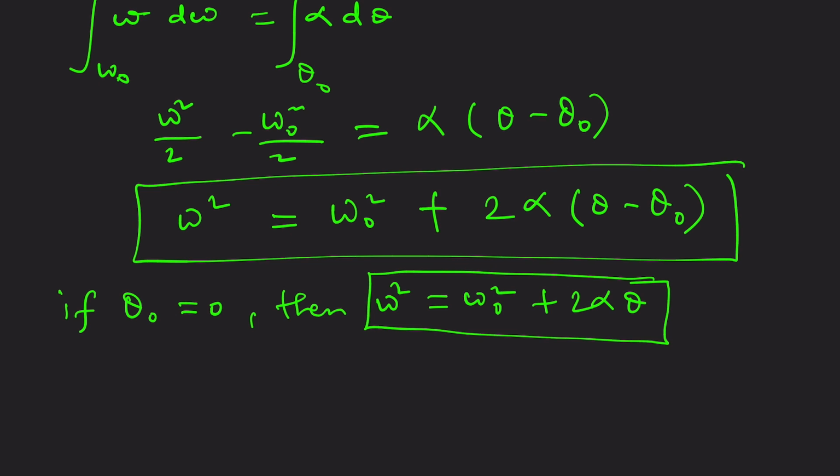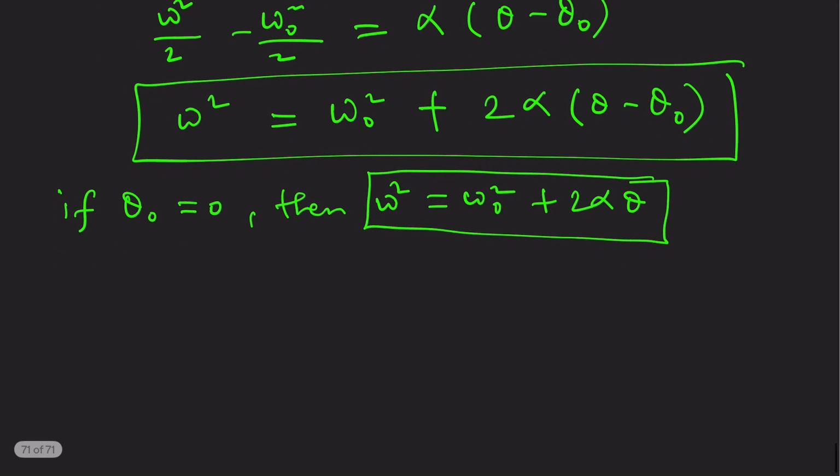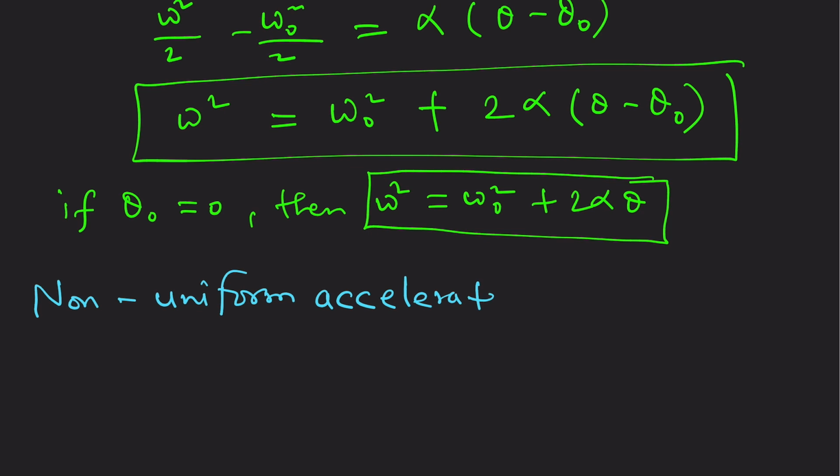Okay, now, guys, these are the three equations with which we can handle the whole uniform accelerated circular motion. And now there is one more different type of kinematics problem that may come in front of us, that is non-uniform accelerated circular motion. Okay, non-uniform accelerated circular motion.